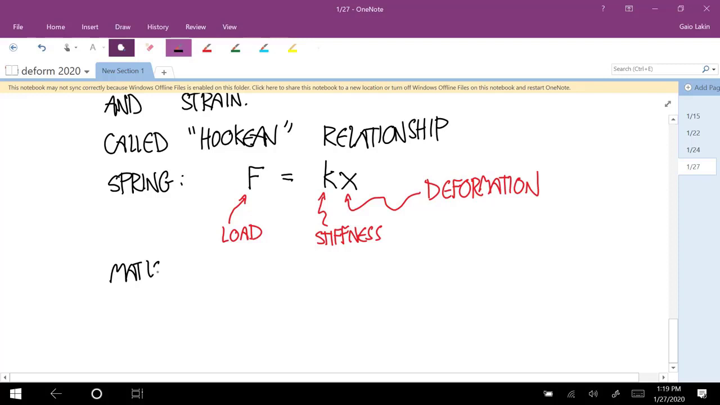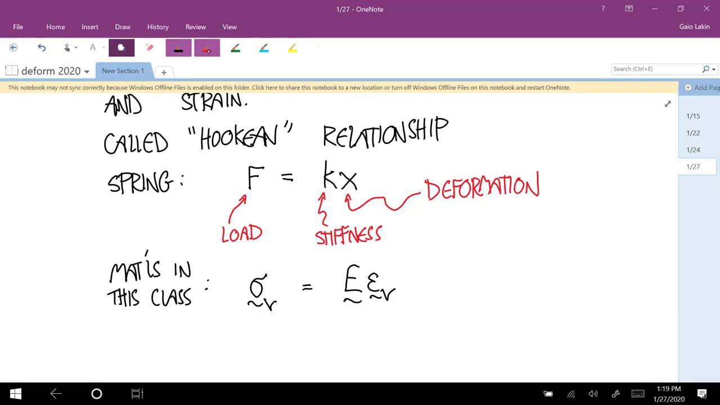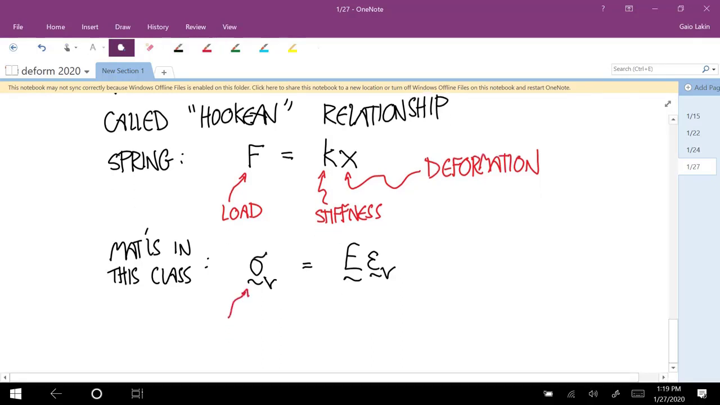Well, materials in this class will have a relationship that says the stress tensor, and we're going to use the Voigt form for this, is equal to a capital E, that's a matrix, times the Voigt strain. Okay, so what are these things?